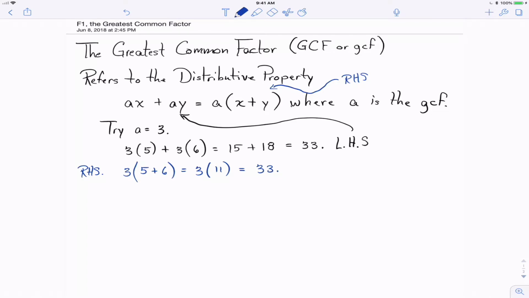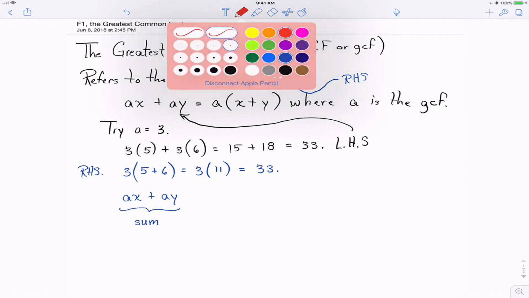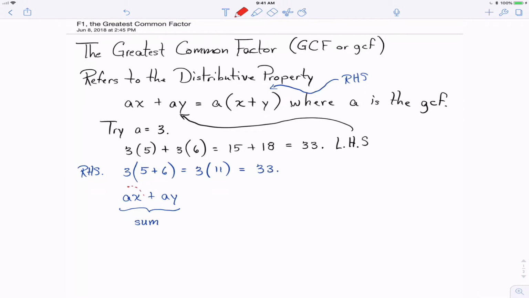So, when we write the distributive property as AX plus AY, this left-hand side is written as what we call a sum. A sum is where two numbers are being added, and in this case, the two numbers being added are AX and AY. And it's a sum because it's the last operation that's going to be done.